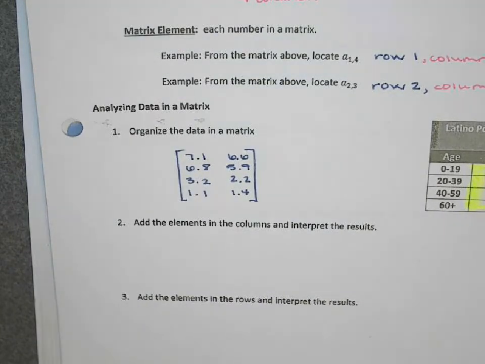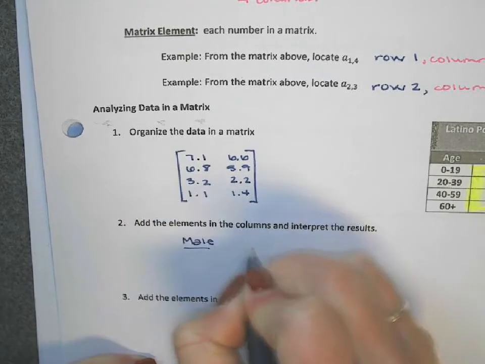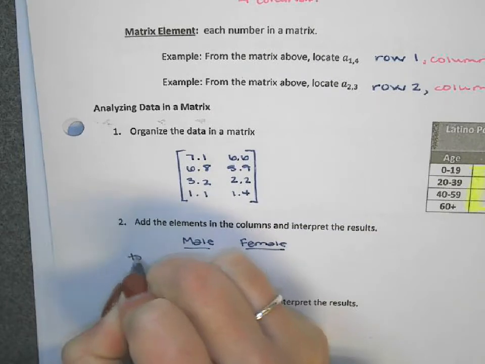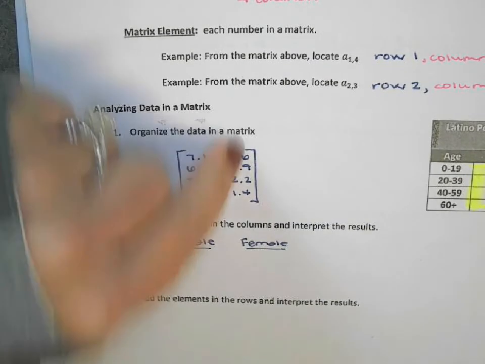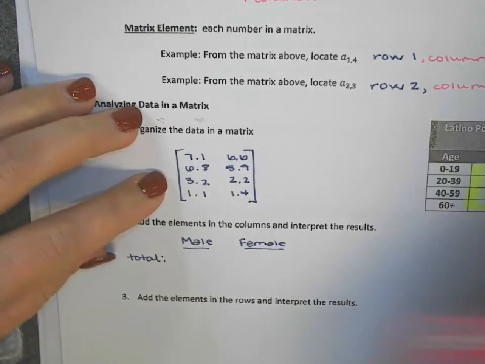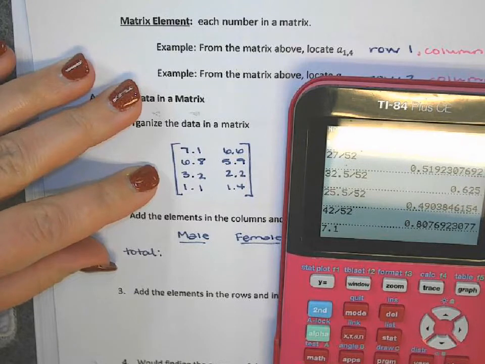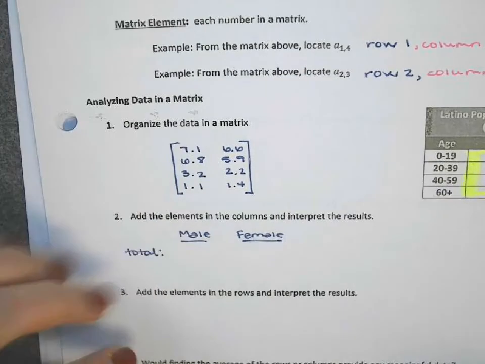So then it says add the elements in the columns and interpret the results. So our columns are the male column and then the female column. And we're going to add them up to figure out the total in the male column versus the female column. So when we add these up, in the male column, we're going to add 7.1 plus 6.8 plus 3.2 plus 1.1, and we're going to get 18.2.